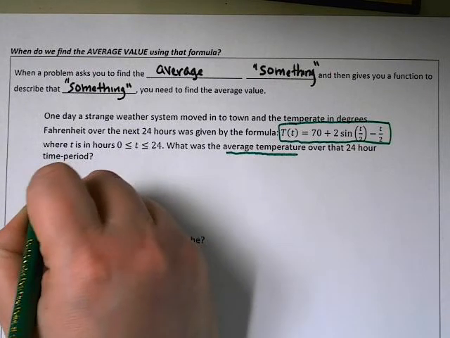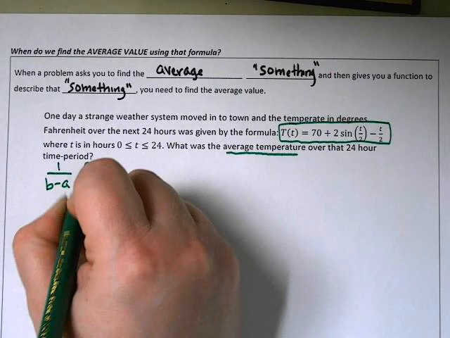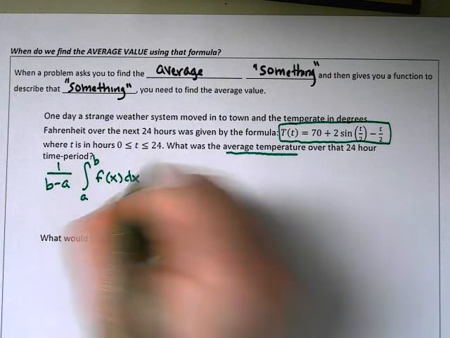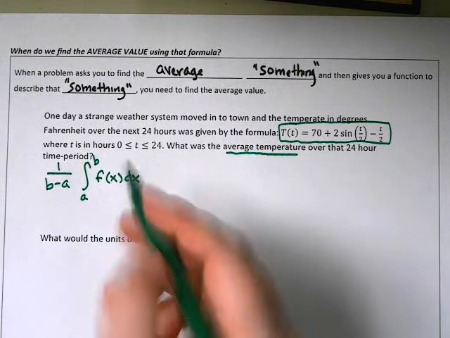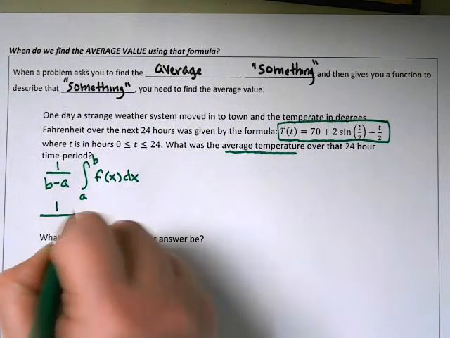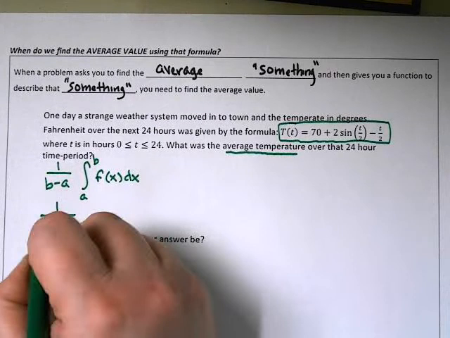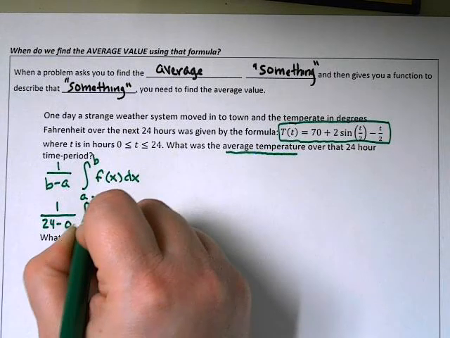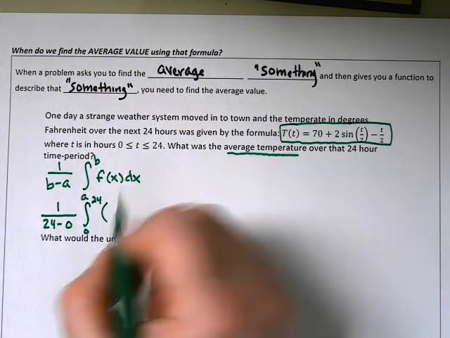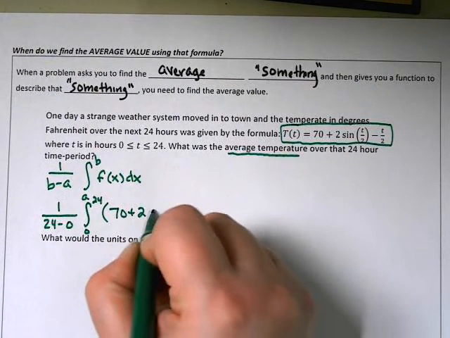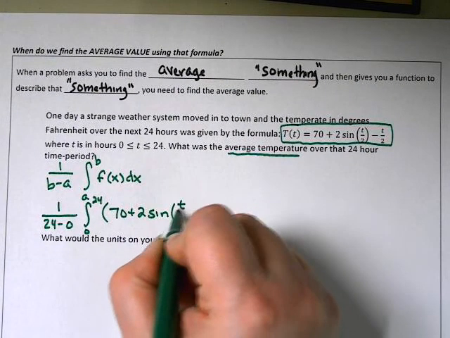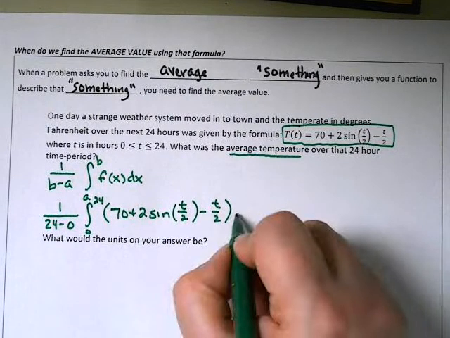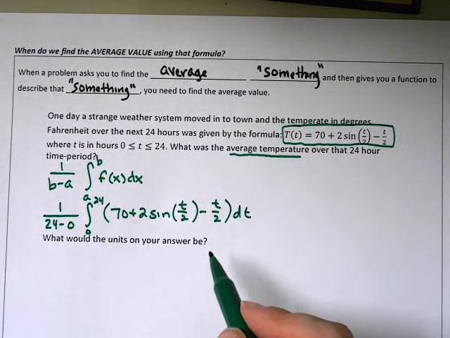So we know the formula is 1 over b minus a times the integral from a to b of f of x dx. So I'm going to go ahead and start plugging in what I know. I know that my a value is 0 and my b value is 24. So I'm going to have 1 over 24 minus 0 times the integral from 0 to 24 of this function. So 70 plus 2 sine of t over 2 minus t over 2. And since this is all in terms of t, I'm going to put dt because I want my variables to stay consistent.